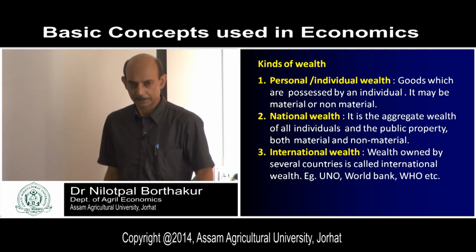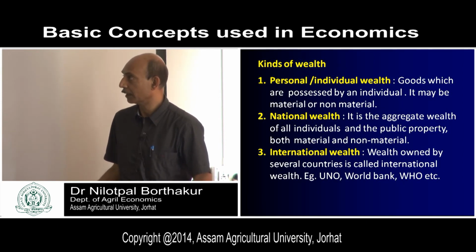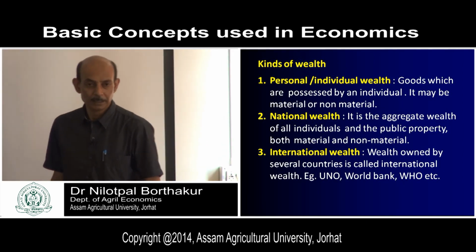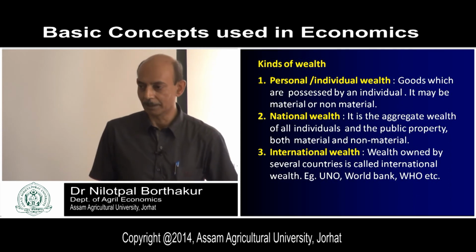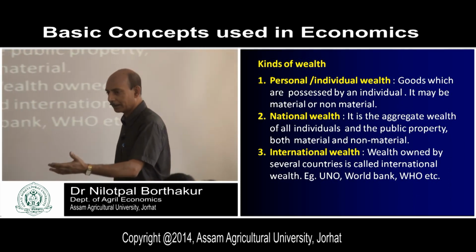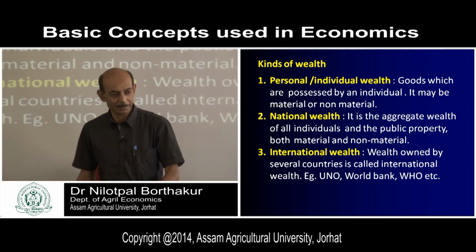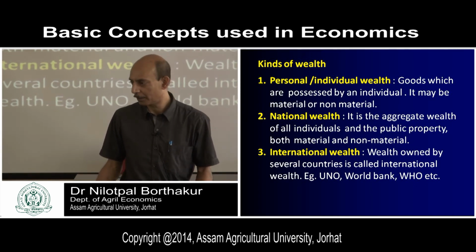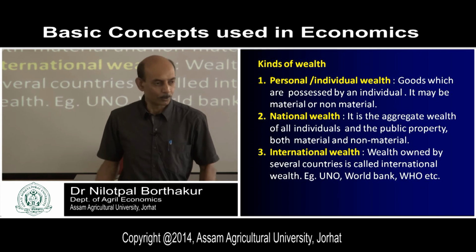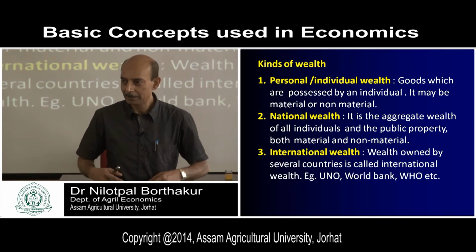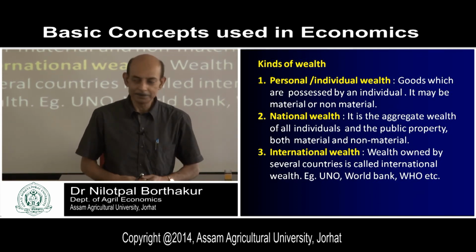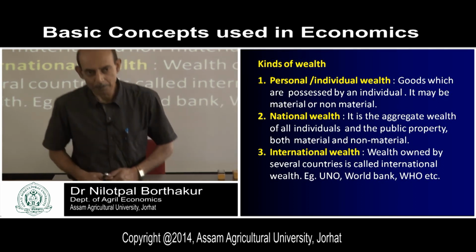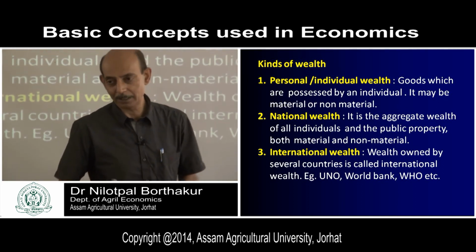Then kinds of wealth. There are three different kinds of wealth: personal or individual wealth, national wealth, and international wealth. Personal wealth is all the commodities, all the goods that are in the possession of a certain person. This is all personal wealth. The sum total of all personal wealth is called the national wealth.